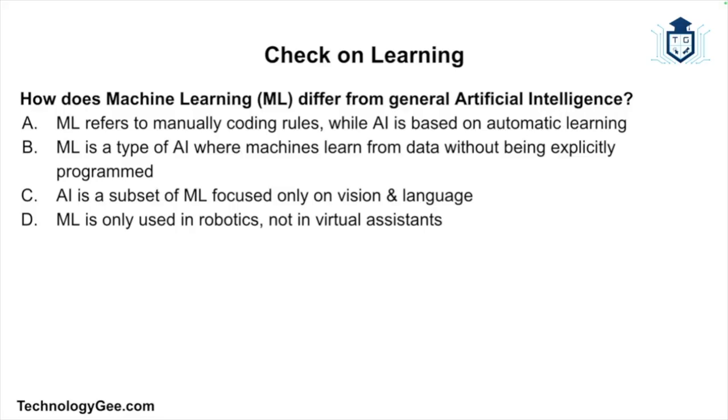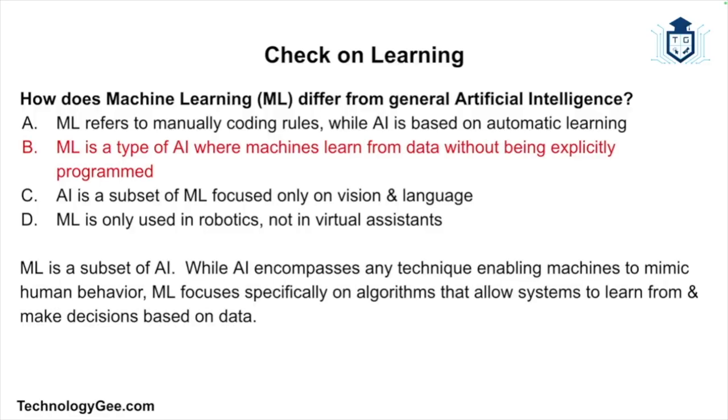Next question. How does machine learning differ from general artificial intelligence? Is it machine learning refers to manually coding rules while AI is based on automatic learning? Is it machine learning is a type of AI where machines learn from data without being explicitly programmed? Is it AI is a subset of machine learning that is focused on vision and language? Or is it machine learning is only used in robotics and not in virtual assistants?